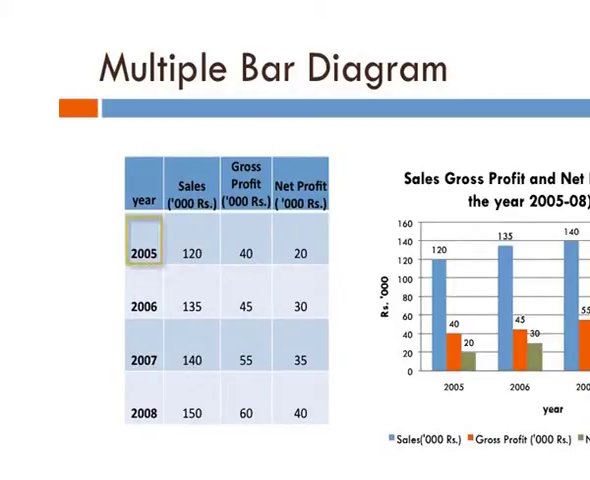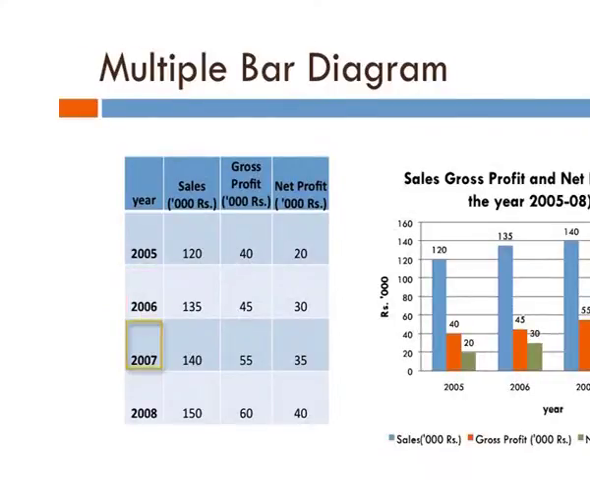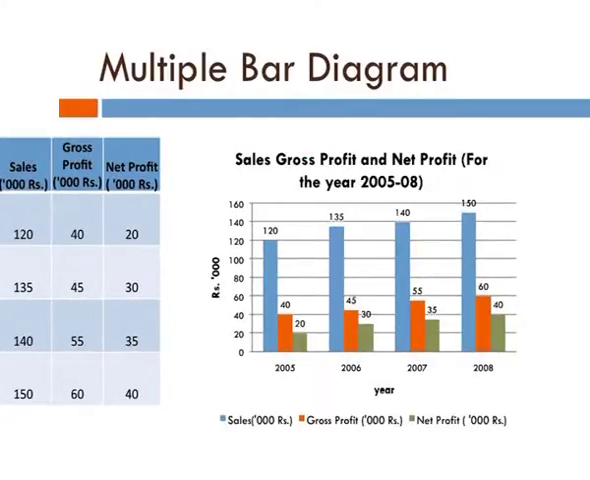For example, in the year 2005, there was a sale of 120,000 crores of rupees, whereas the gross profit was 40,000 crores of rupees and the net profit was 20,000 crores of rupees. Similar information is given for the years 2006, 2007 and 2008. Now, we can draw three different bars for the year 2005. All these bars are again of equal width and their height is proportional to the various component figures.